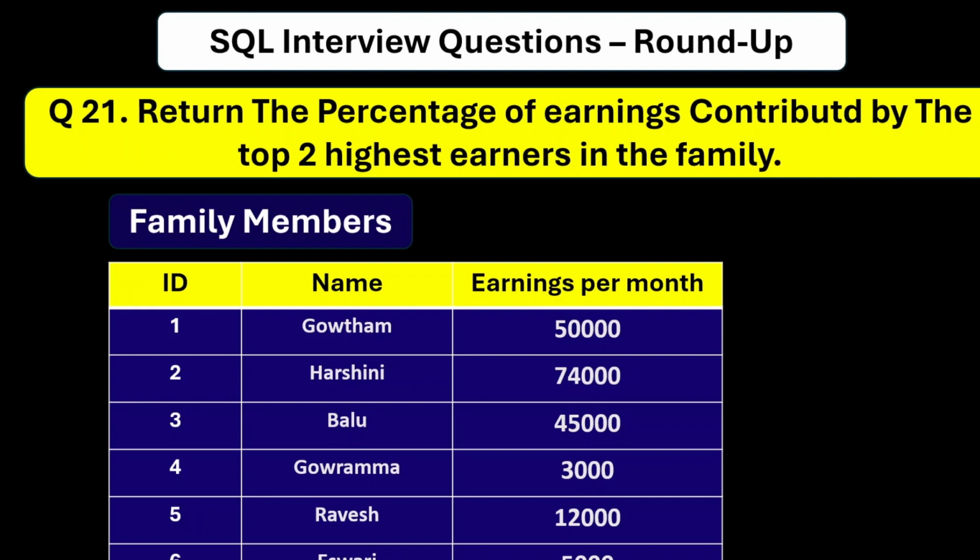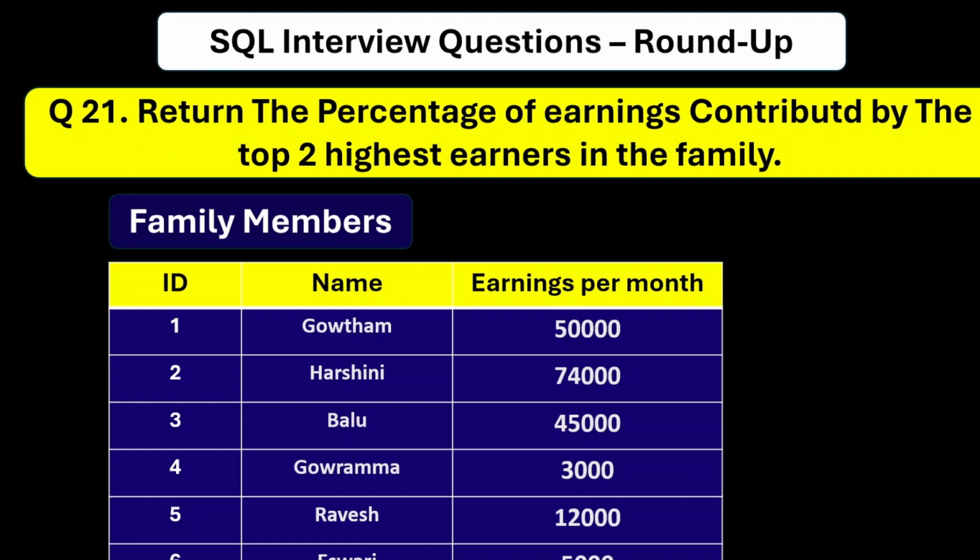So how can we solve this problem? First, you have to find the top two highest earners from the given table, and then you have to add all those earnings amounts, and after that you have to divide it by the total earnings for the entire family, right? So that is how we are going to solve this problem.